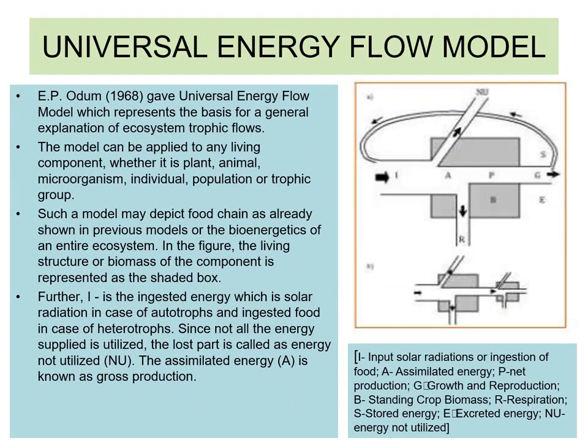Then next is the universal energy flow model. Odum gave the universal energy flow model, which represents the basis for the general explanation of ecosystem trophic flow. The model can be applied to any living component, whether it is plant, animal, microorganism, individual, population, or trophic group. Such a model may depict a food chain as already shown in previous models, or the bioenergetics of the entire ecosystem. In this figure, the living structure or the biomass of the component is represented as the shaded box.